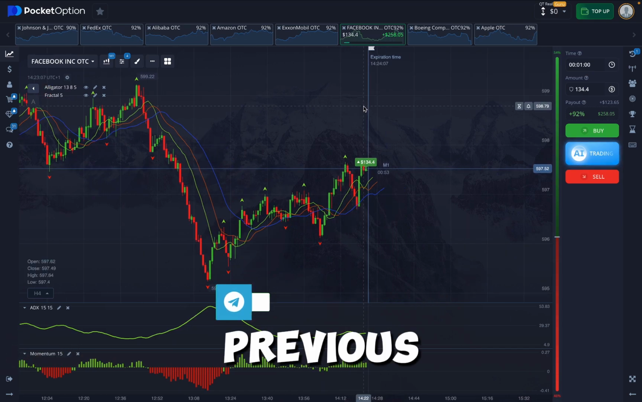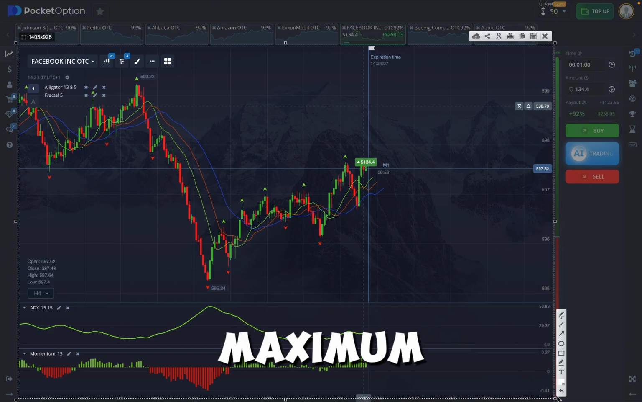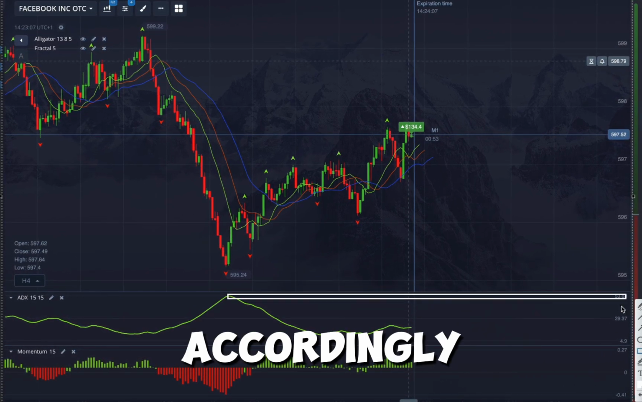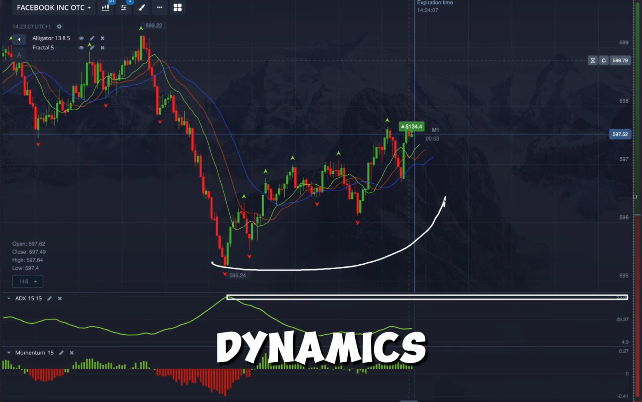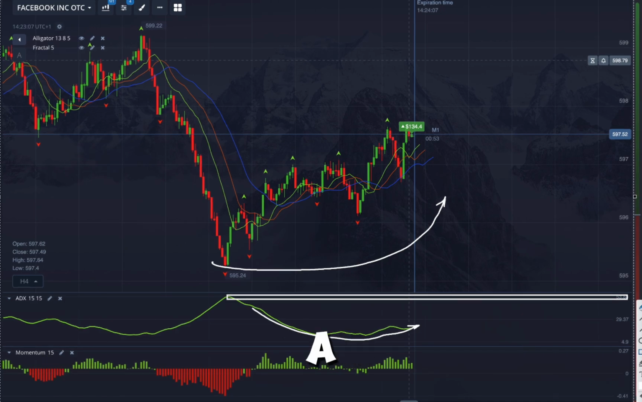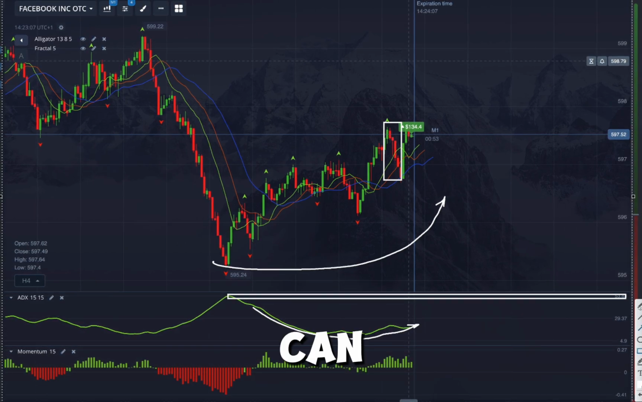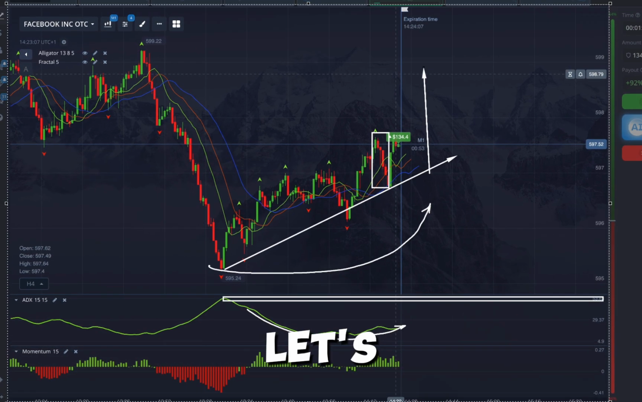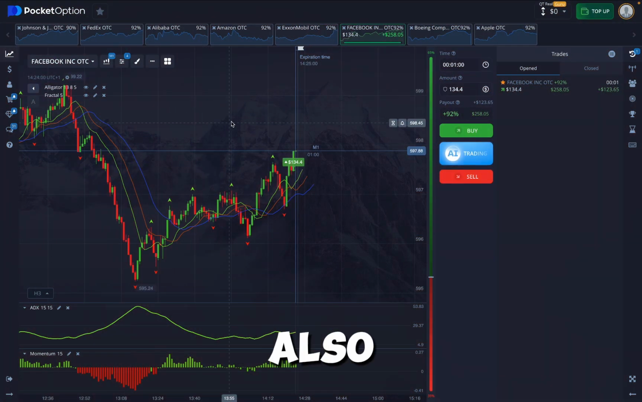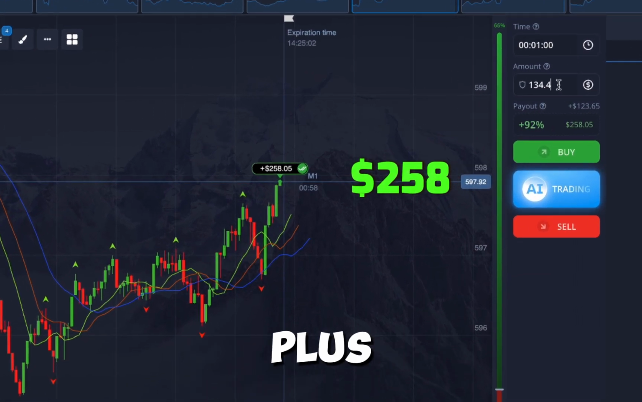Just as in the previous trade, ADX reached its maximum with a downward movement, 53% it was, and accordingly, we have a reversal in the dynamics, and in general, there are upward volumes. There was also a pullback, and after this pullback, we can open on the trend. Let's see the result. And the position is also quite confidently closed in the plus.